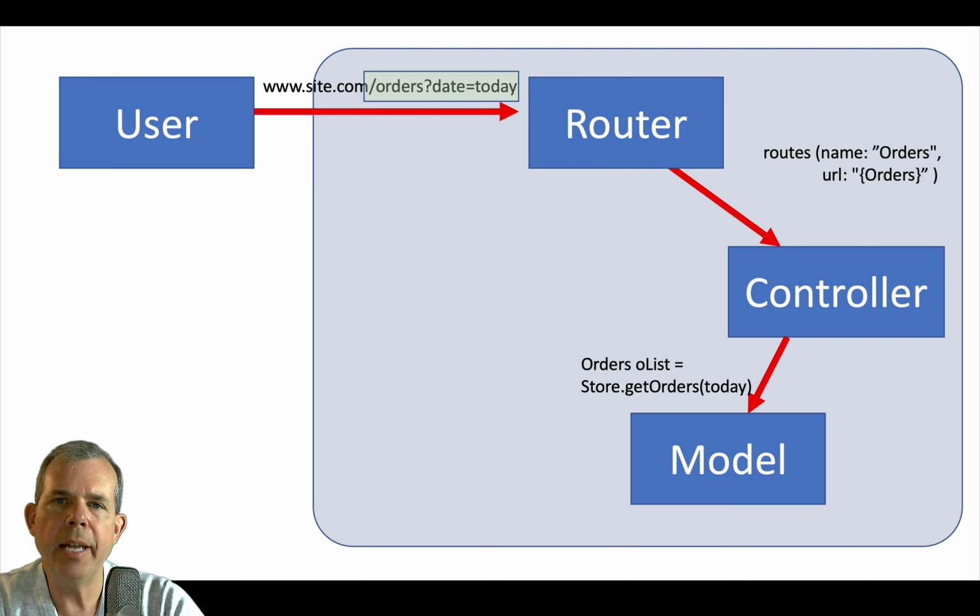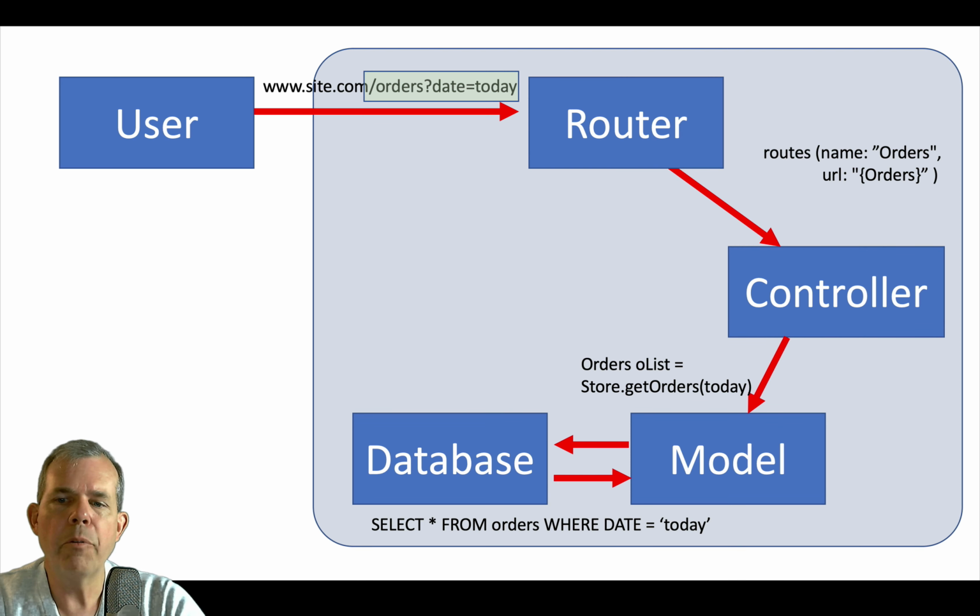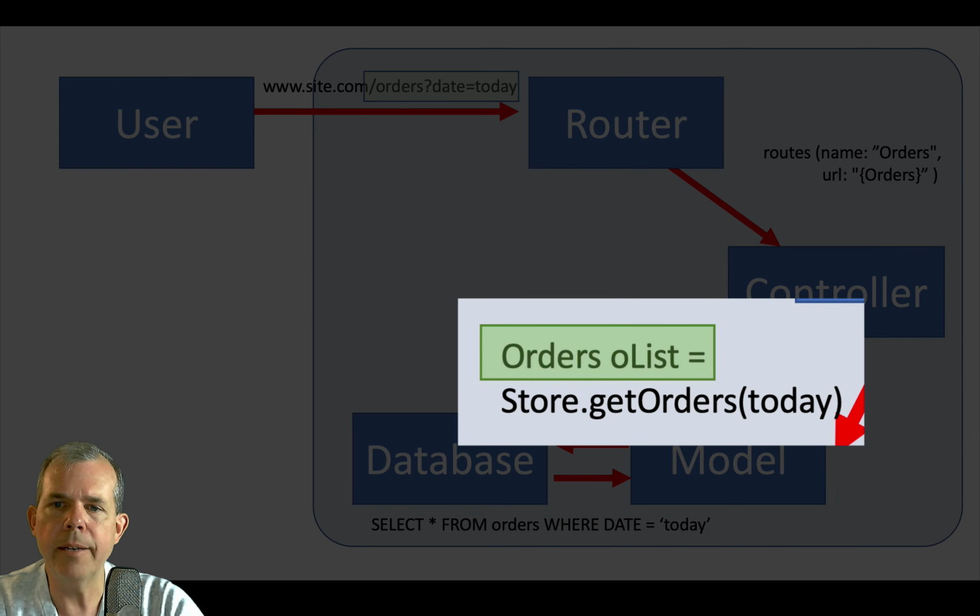And so it would have a C# language that says, let's create a list, and let's go to the store and get the orders for today. Well, that would have to hit the database. And so we're going to see SQL statements then that says, hey, let's get all of the orders where the date equals today. It will return that to the model. The model will send it to the controller. The controller now has a list of data.